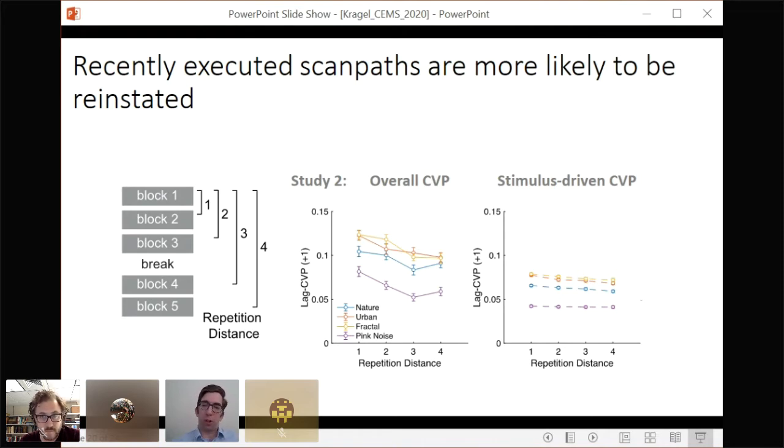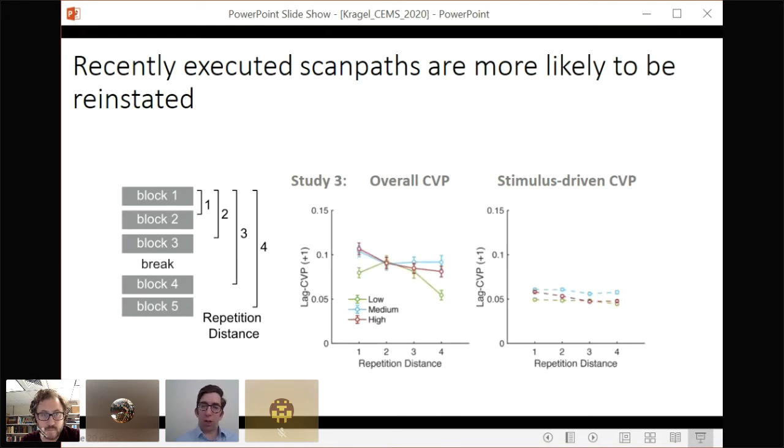And that's precisely what we see in the raw data. Here on the left, the y-axis is just the probability that you make a +1 transition, really the strongest measure here that you're reinstating eye movements. You can see that over time, you get lower and lower probabilities. And on the right, it's showing you that this isn't really attributed to stimulus properties. Obviously, the properties of the scenes are the same each time you view them.